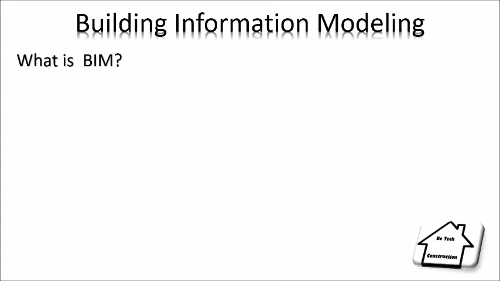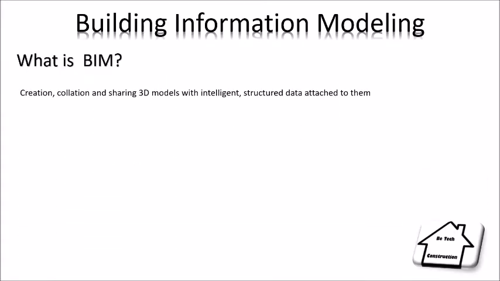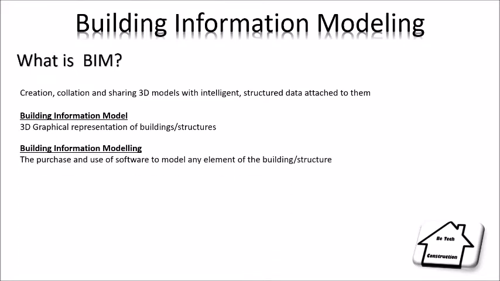So what exactly is BIM? It's the creation, correlation and sharing of 3D models with intelligent structured data attached to those models. BIM can be thought of as the building information model, so the actual 3D graphical representation of buildings or structures and parts. It could be thought of as the actual process of building information modelling, the purchase and use of software to model any element of the building or structure.